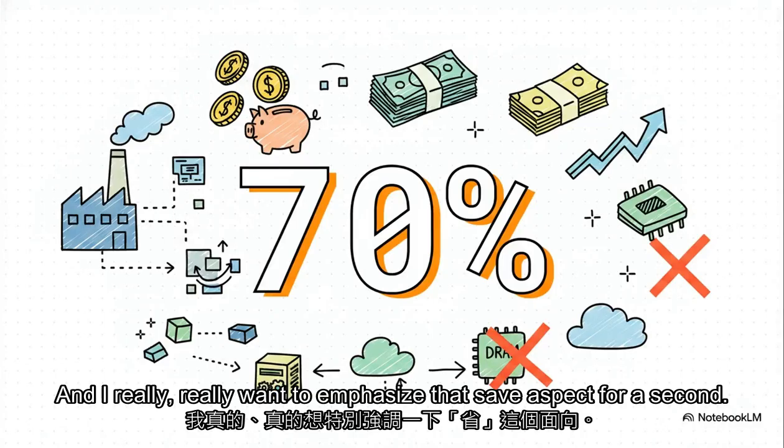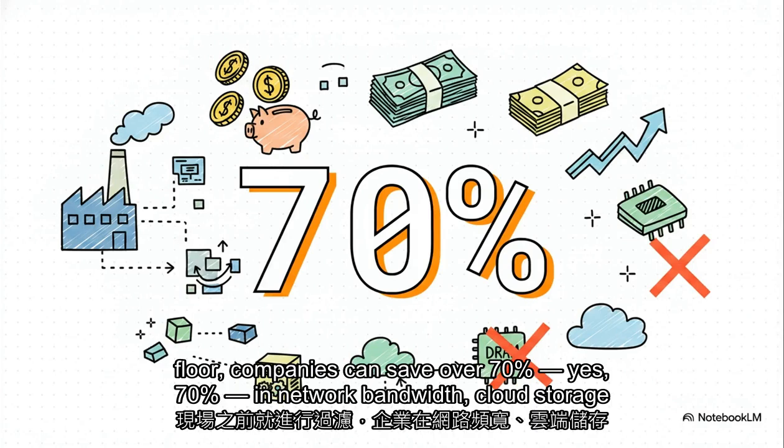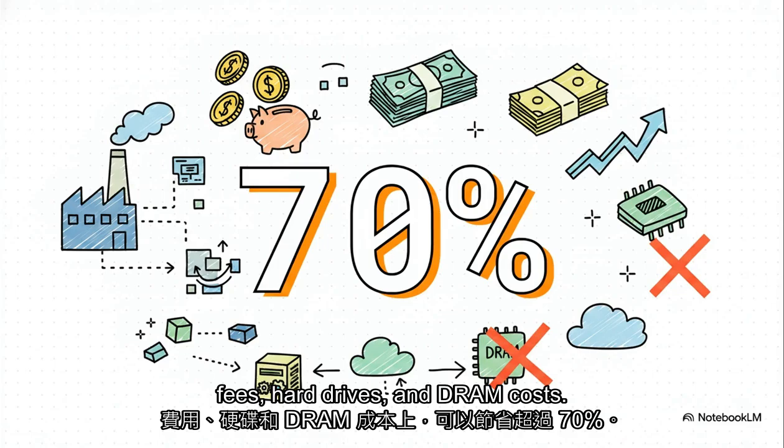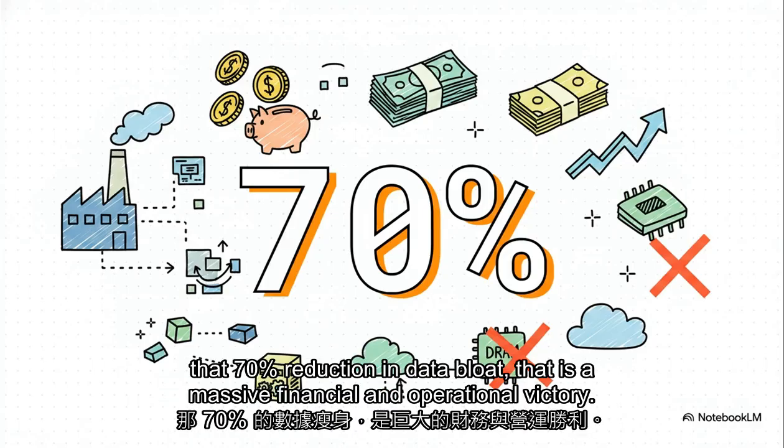And I really want to emphasize that save aspect for a second. By implementing proper edge computing and filtering data before it ever leaves the factory floor, companies can save over 70%. Yes, 70% in network bandwidth, cloud storage fees, hard drives, and DRAM costs. When you're running a smart factory with hundreds or maybe even thousands of machines, that 70% reduction in data bloat, that is a massive financial and operational victory.